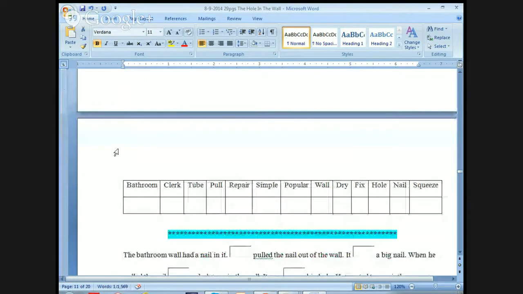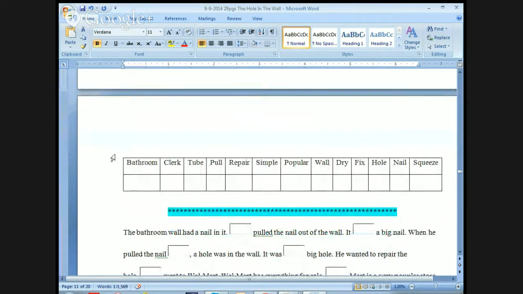Okay, so Nacho, you are saying to me that you understood the story. It will be your turn. You are now in the hot seat. I'm going to show you what I want you to do with these words: bathroom, tube, pull, repair, simple, popular, wall, dry, fix, hole, nail, and squeeze.